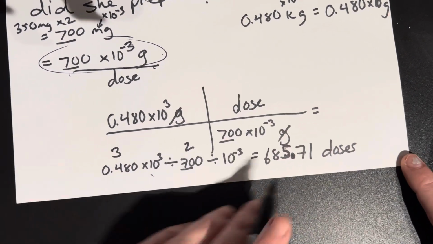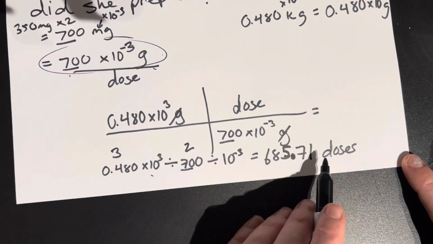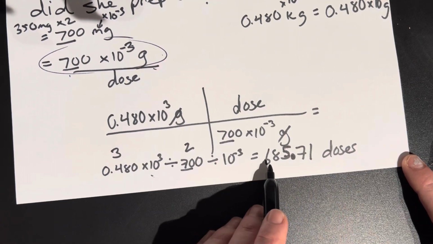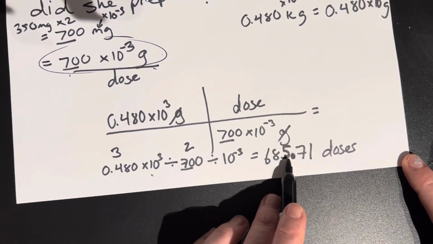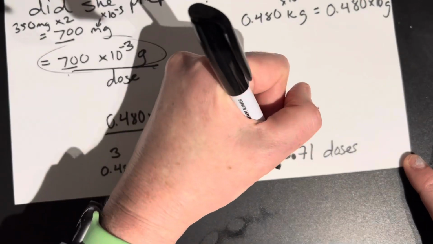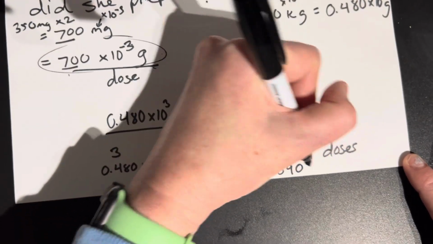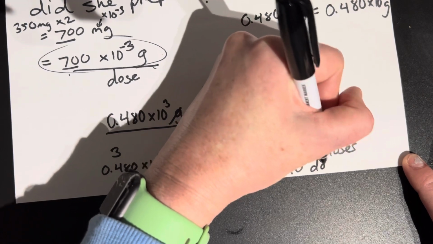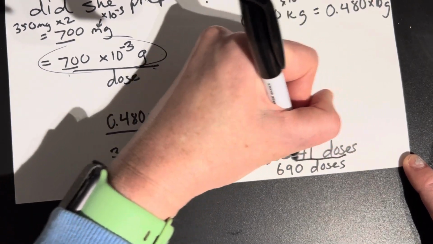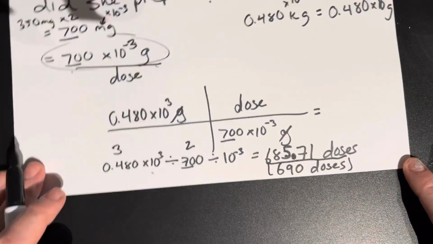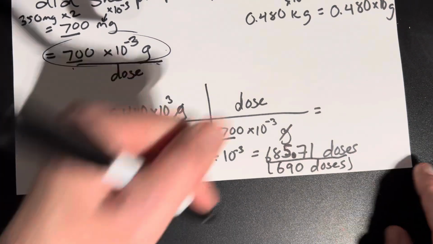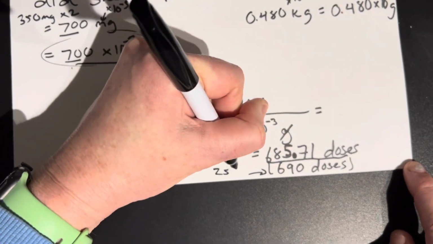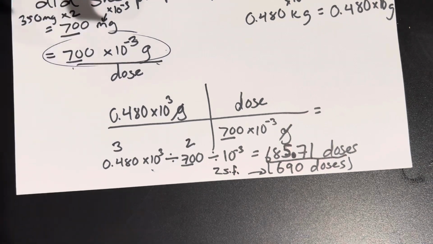There are a few ways you could do this. You could put it in scientific notation first, or you can just think through it and think, okay, 685 would round to 690 doses, and that's the final answer. 690 doses because it has 2 sig figs. All right, hope this helps.